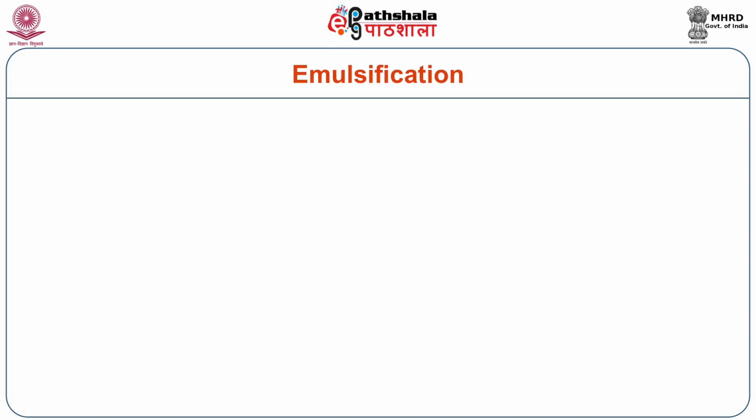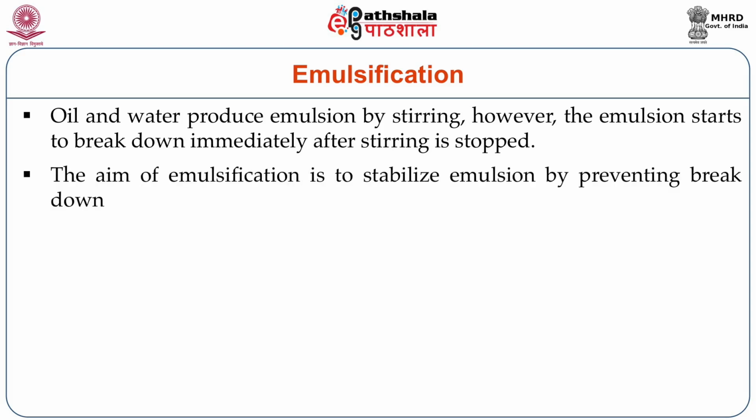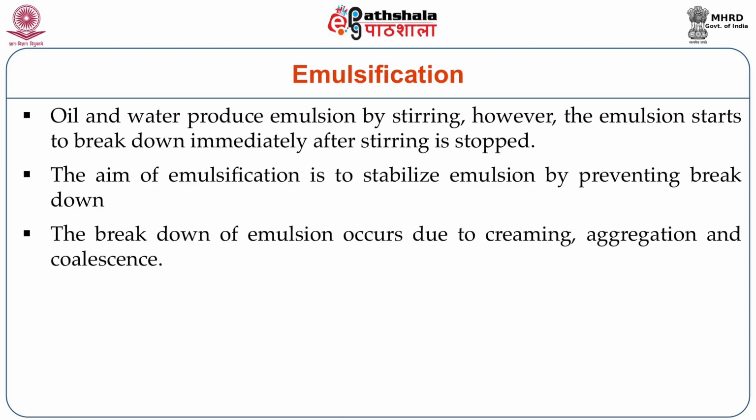Now let us go into the details of the functions of emulsification. Oil and water produce emulsion by stirring. However, the emulsion generally starts to break down immediately after the stirring, and you see that the oil and water separate very quickly. The aim of emulsification is to stabilize emulsion by preventing the breakdown. The breakdown of emulsion occurs during creaming, during aggregation, and during coalescence.